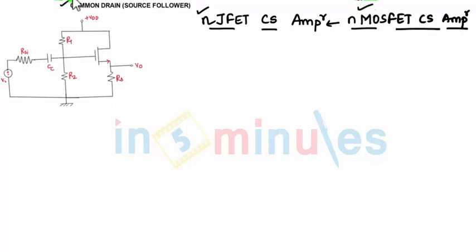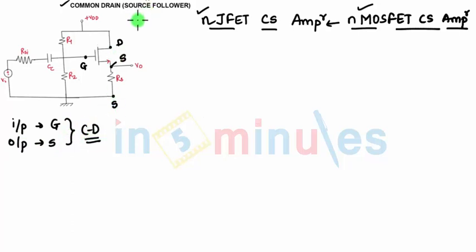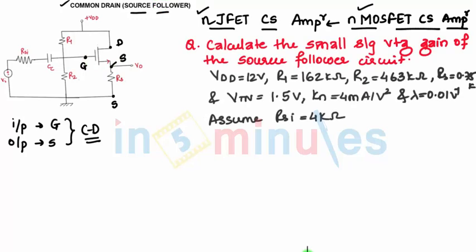So now we are going for common drain, which is called a source follower. Now what do you mean by source follower? Here this terminal is your source, this is your gate, and this is your drain. Where is the input applied? Input is applied to the gate, and we are taking output from the source. So which terminal will be the common? The common terminal will be the drain, hence it is called a common drain amplifier. It is called a source follower because whatever is applied at the gate will be followed by the source, hence the name source follower is given to this, right?